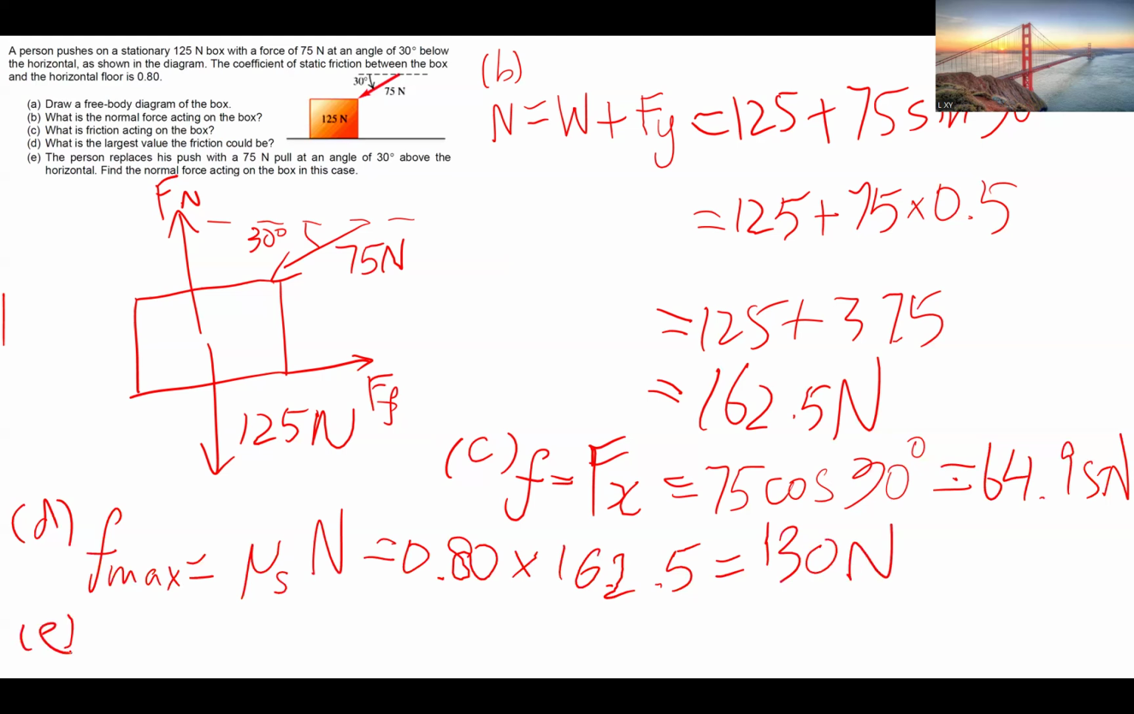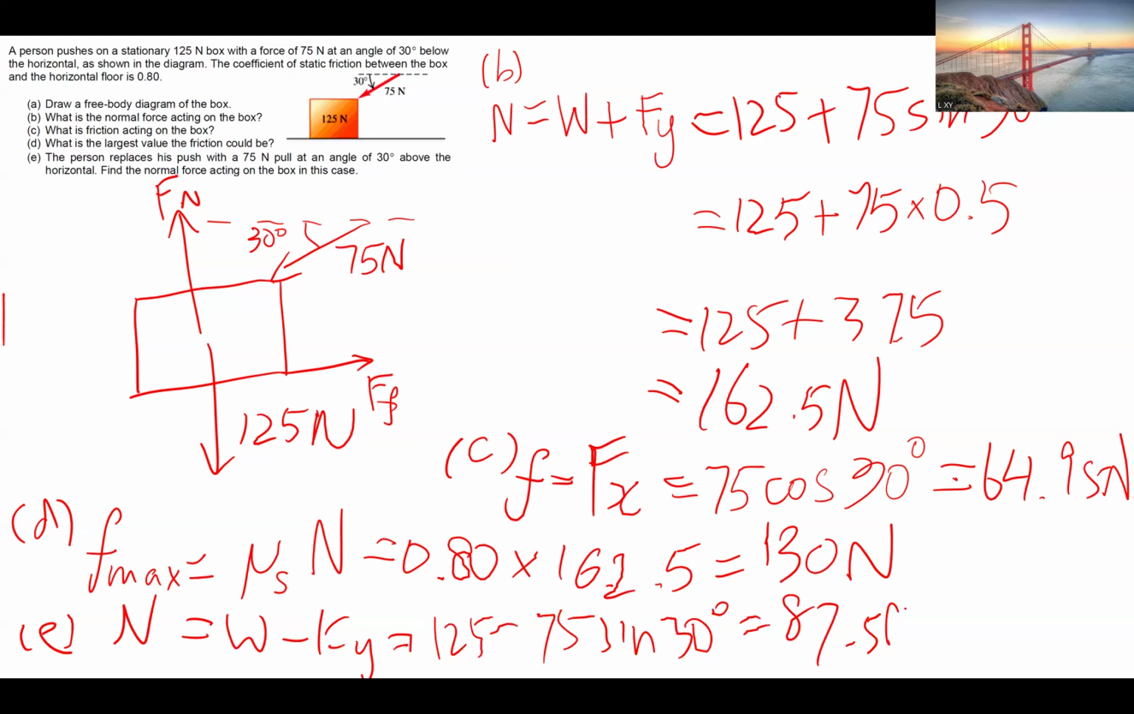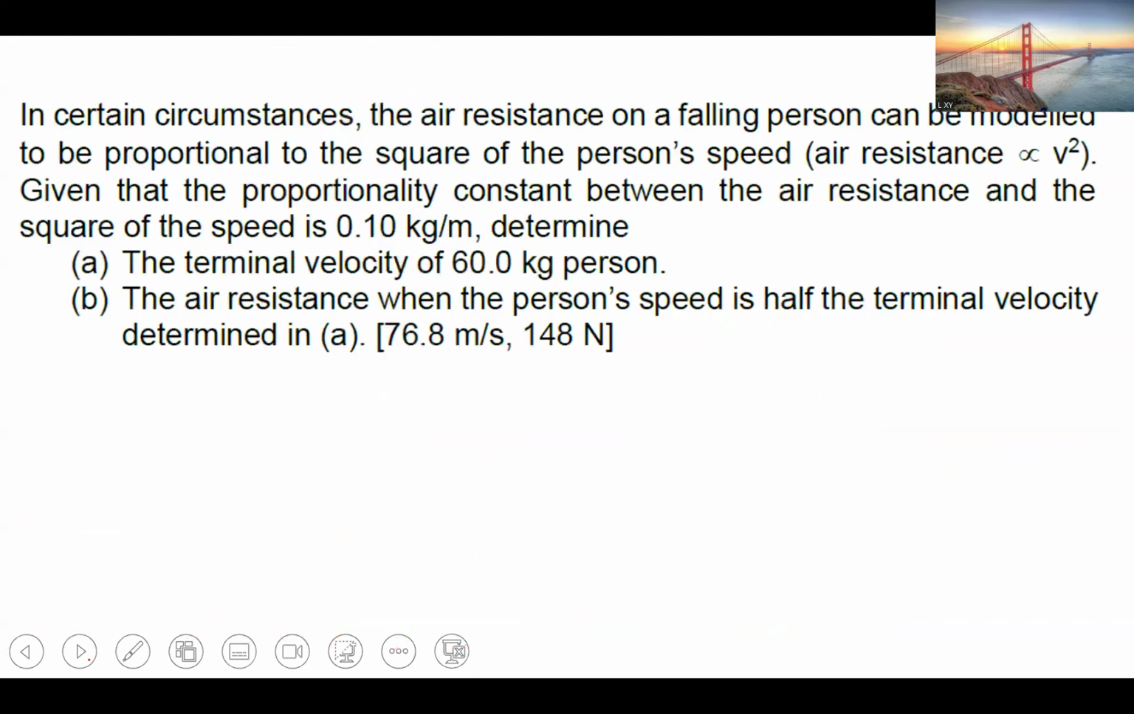Then for E, we have the person who pulls at an angle of 30 above. Find the normal force acting in this case. So again, the normal force equals W minus F_y, just the vertical component, which equals W minus F sine 30 degrees, which equals 87.5. Okay, so the answers to each of these questions are not that hard. It's actually quite easy. It's all one-liners.